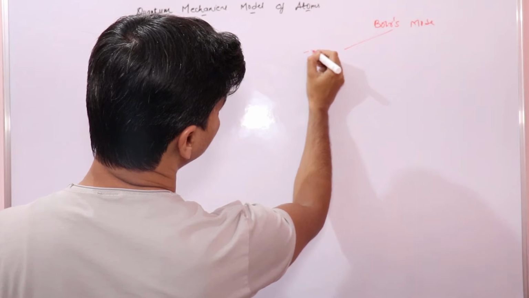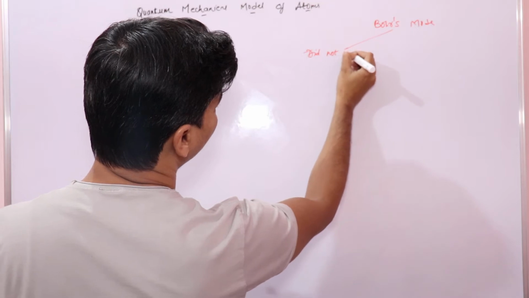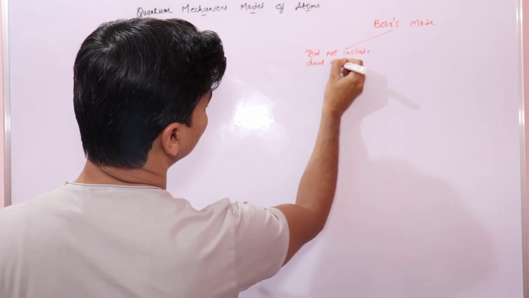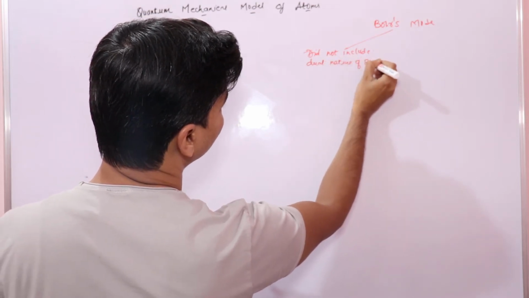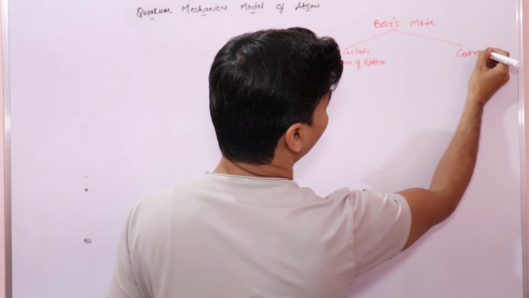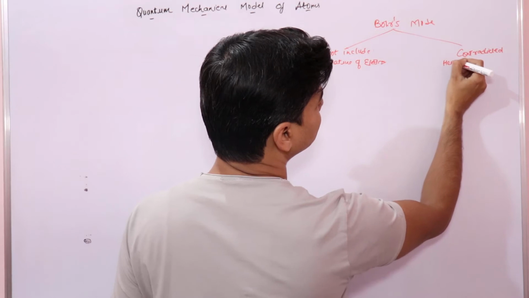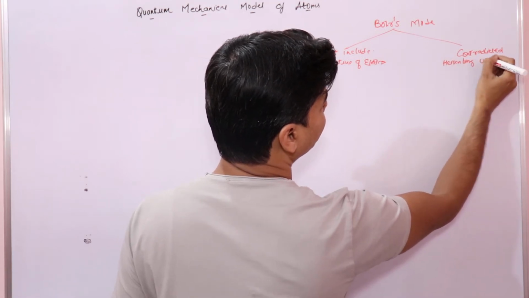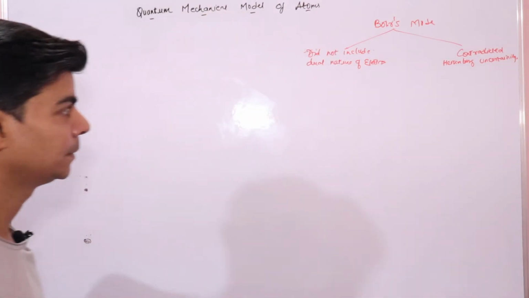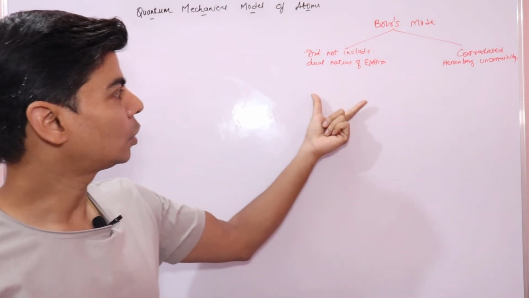First, it did not include the dual nature of electron. And the second, it contradicted Heisenberg's uncertainty principle.